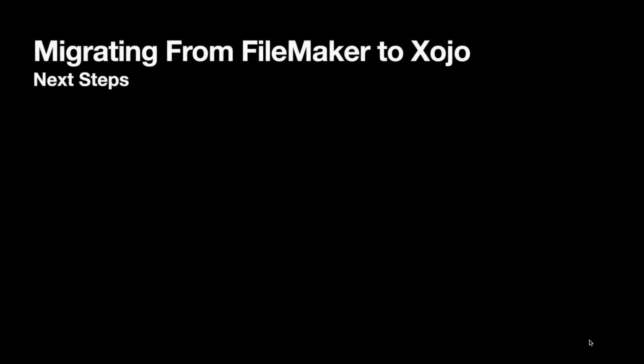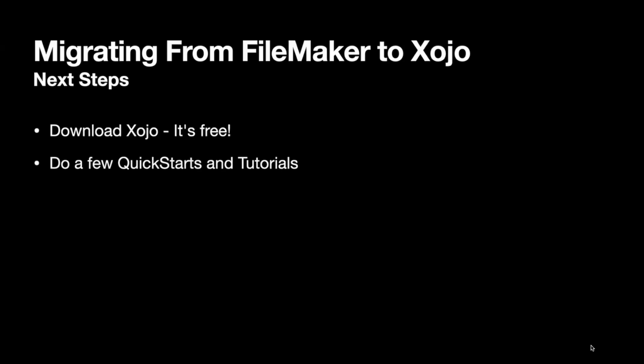Okay, next steps. What would you do next? Well, first of all, download Xojo. It's free. You only pay for a license when you want to build. So you can explore Xojo, learn it, everything without spending a penny. When you are far enough along that you want to start being able to distribute your applications, that's when you buy a license. I'd suggest doing some quick starts and tutorials. That's always a good idea.